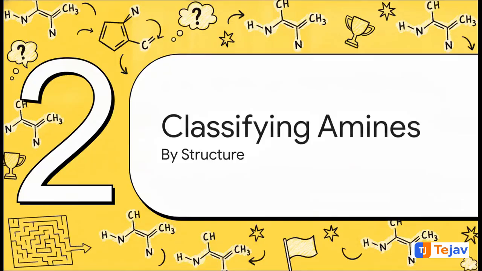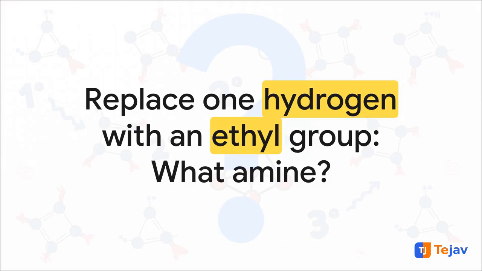Moving on to classifying amines by their structure. Let's turn this into a quick interactive game to help you prep for your board exams. Here's a challenge. If one hydrogen atom of our original ammonia molecule is replaced by an ethyl group, what specific type of amine is formed? Pause for a second. Think about this classification challenge before I reveal the answer.